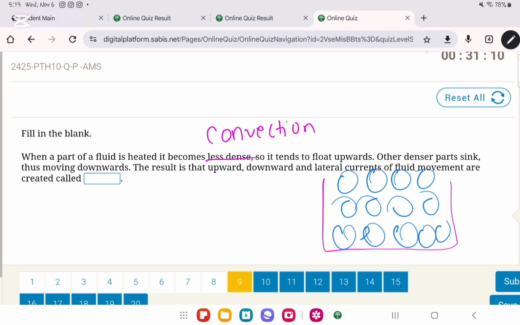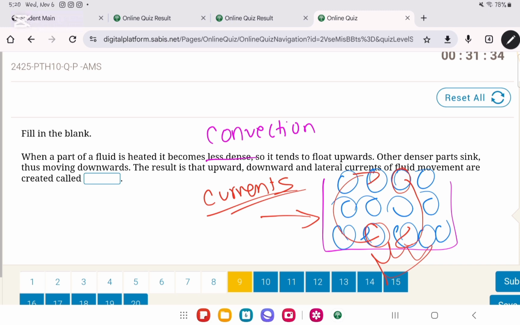And then I told you that once you heat it, the less dense is going to move upward, whereas the more dense is going to move downward. Now this motion, or this movement of fluid, is a current. Not only a current, it's many currents. So you say plural, that's why you should say currents, plural. And so then we call this a convection current.